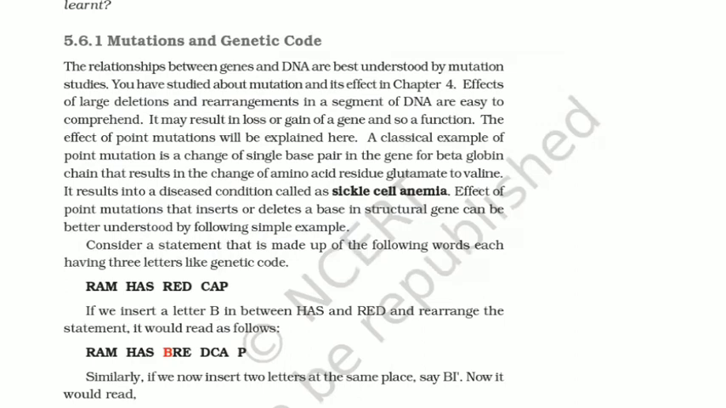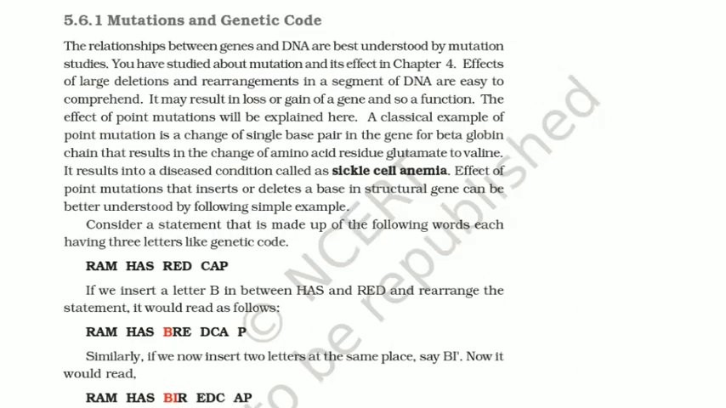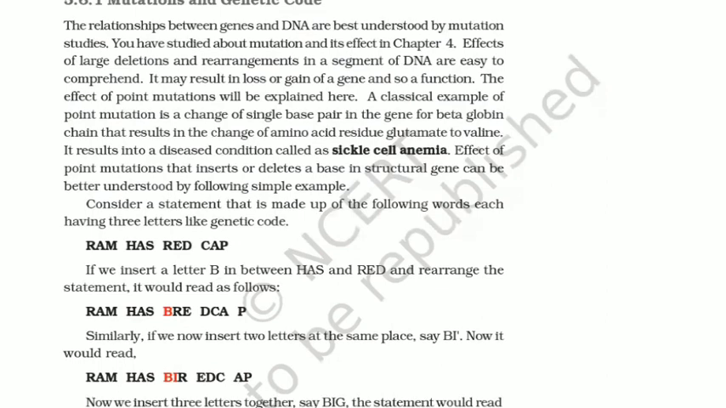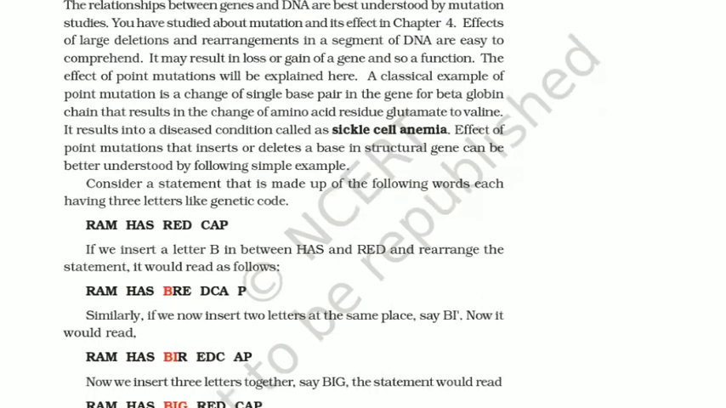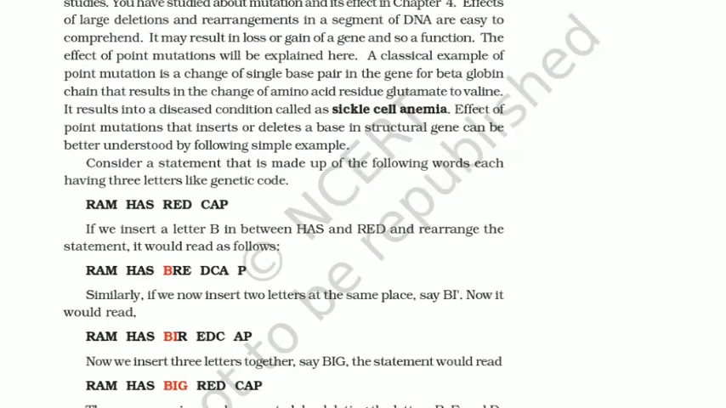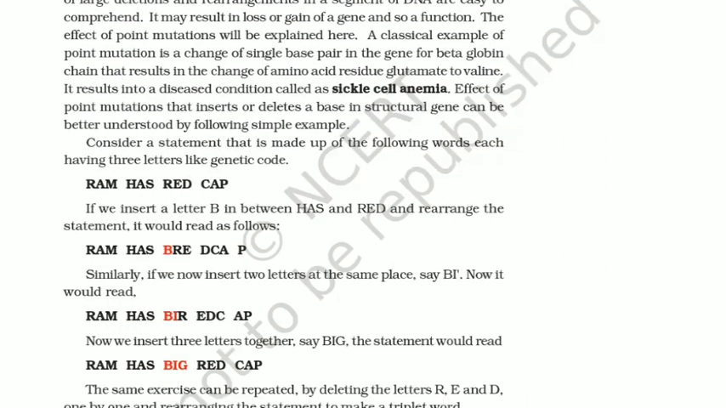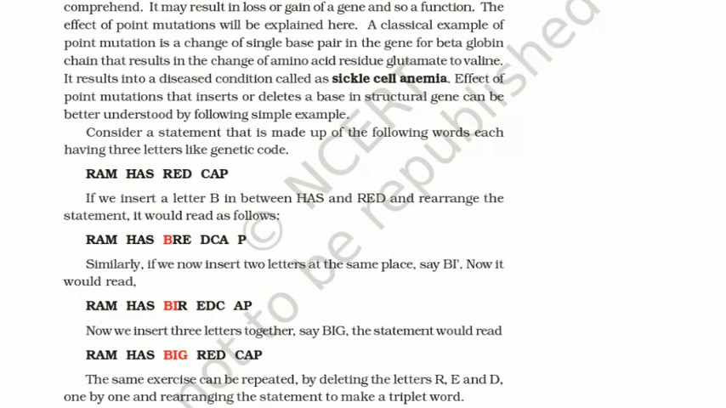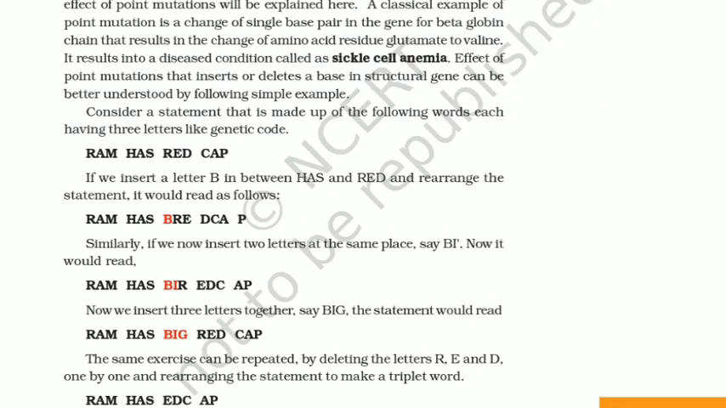5.6.1 Mutation and genetic code. The relationship between genes and DNA is better understood by mutation studies. You have studied mutation and its effect in chapter 4. The effects of large deletions and rearrangements in segments of DNA are easy to comprehend. It may result in loss or gain of a gene and so a function. The effect of point mutation will be explained here.